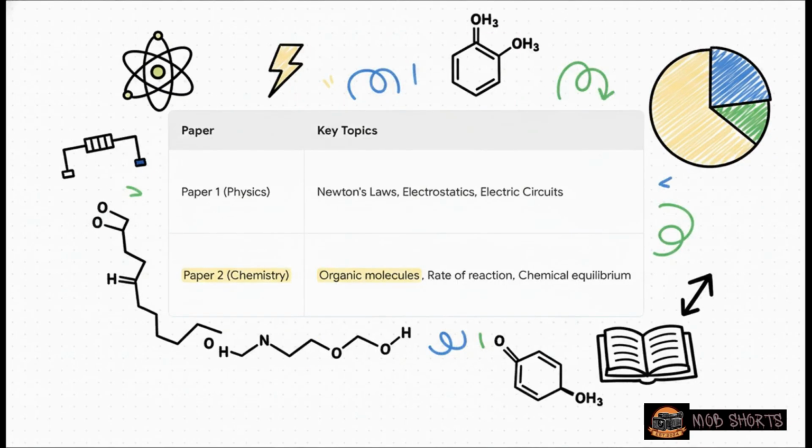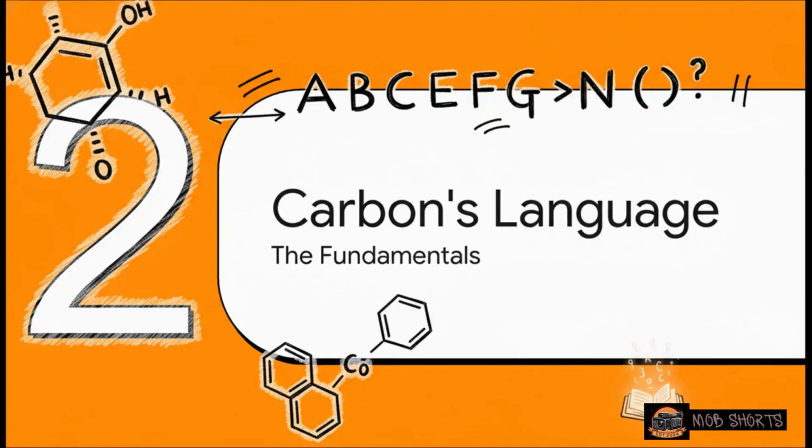Okay, so the curriculum is split into two big exams. You've got paper 1, which is all physics, and then you have paper 2, which is chemistry. Now, if you look closely at that chemistry paper, one topic just jumps out: organic molecules. In fact, the study guides make it super clear that this one section makes up about a third of the entire final chemistry exam. So you know right away this is where a huge amount of your focus needs to be.